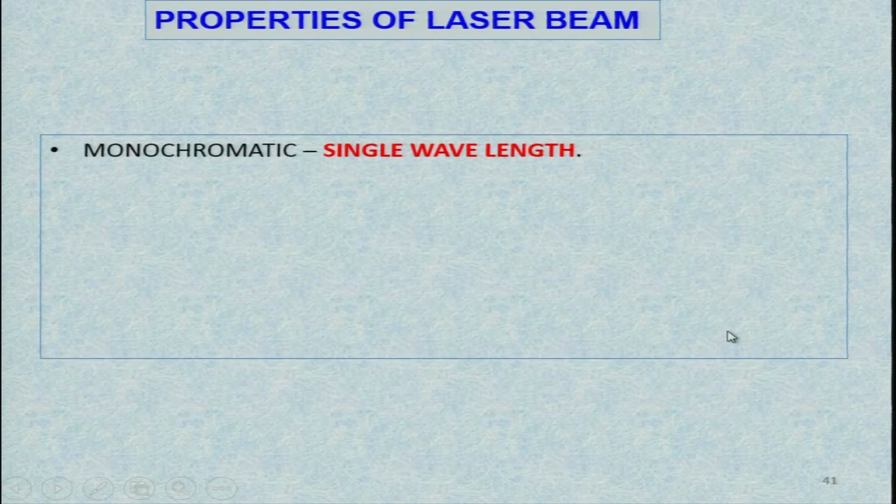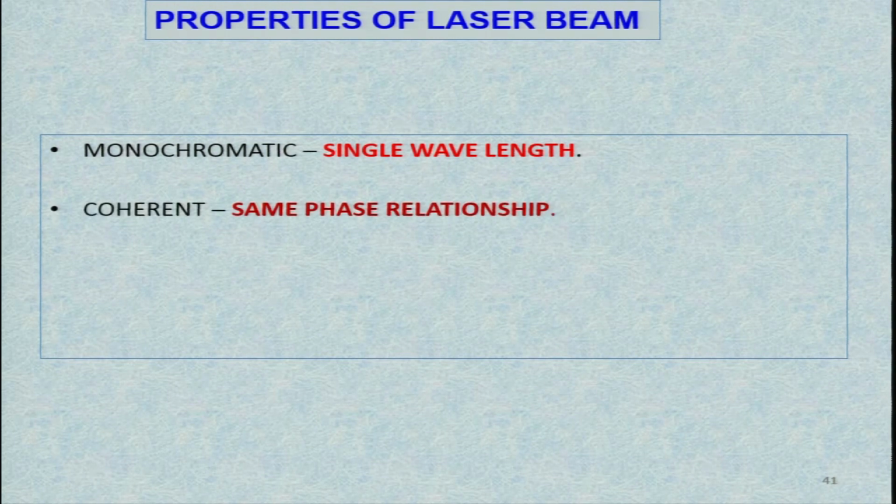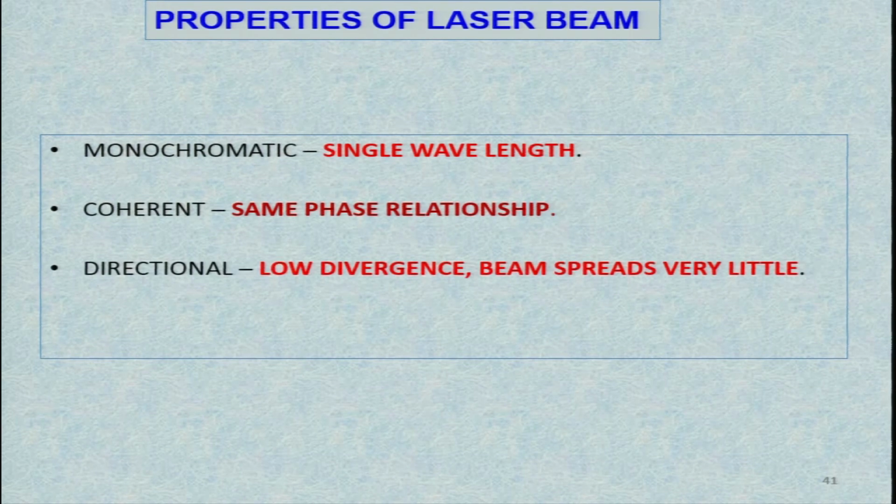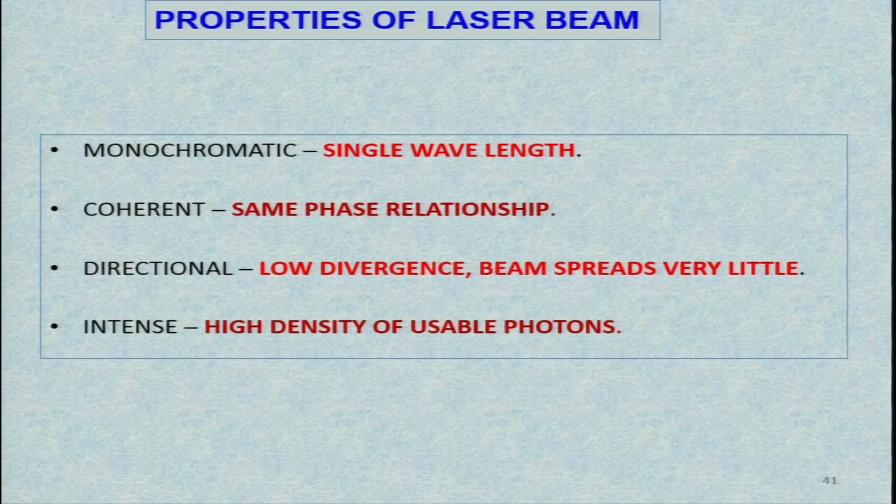Properties of laser beam, as you can see: it is monochromatic, single wavelength is there; coherent, same phase relationship; directional, low divergence, very low divergence, beam spreads very little; intense, very high density of usable photons is there.